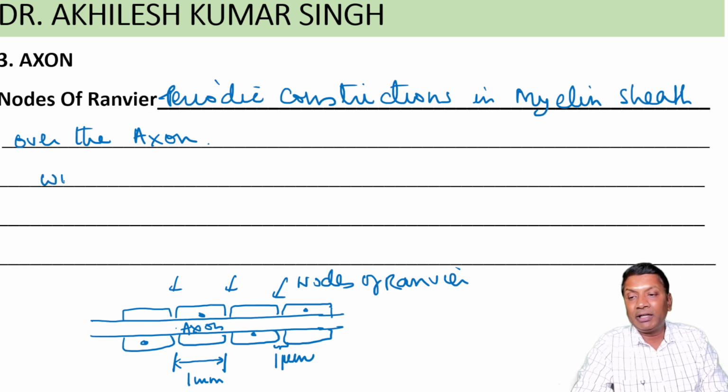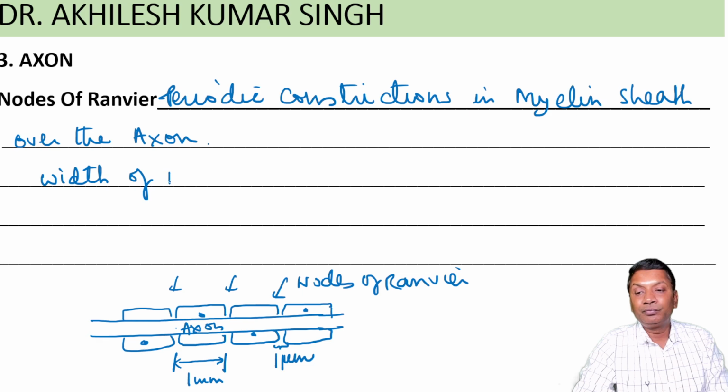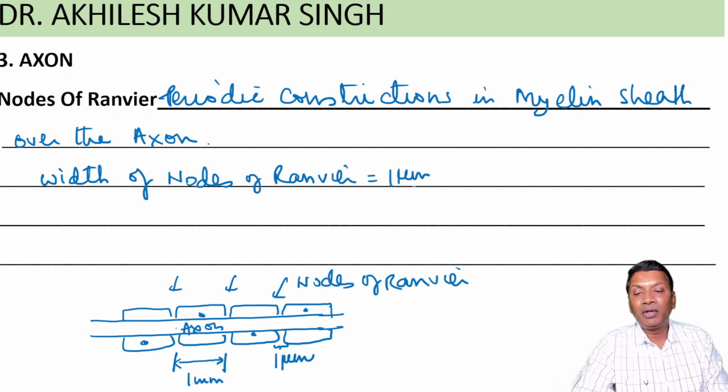What is the width of the nodes of Ranvier? The width is 1 micrometer, and what is the distance between two nodes of Ranvier? This is also called the internodal distance. This is equal to 1 millimeter.